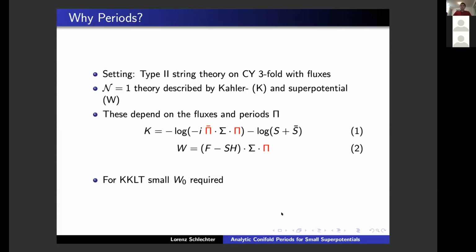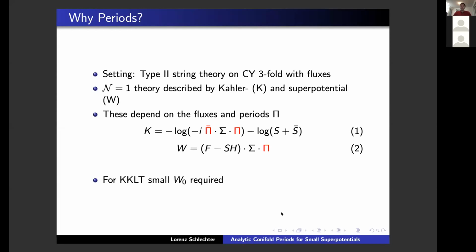I'm going to work in a setting of type II string theory, compactified on a Calabi-Yau threefold with fluxes. These fluxes will break the usual N=2 supersymmetry down to N=1, and an N=1 theory can be described by a Kähler potential and a superpotential, denoted K and W. These potentials, the Gukov-Vafa-Witten superpotential and the scalar potential, depend on the chosen fluxes and especially on the periods. So if you want to compute anything in our theory, we need knowledge of these periods.